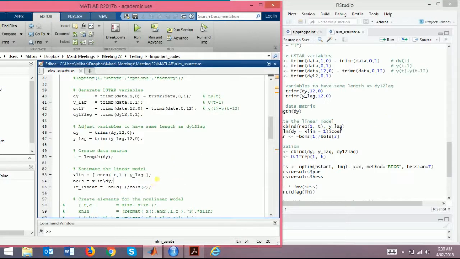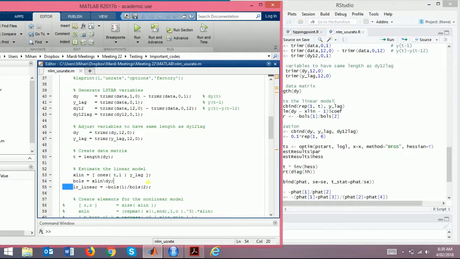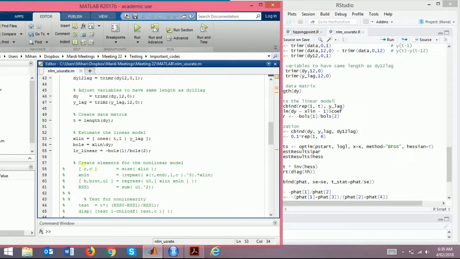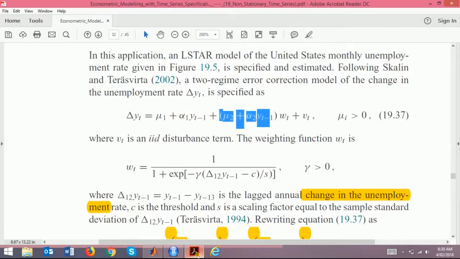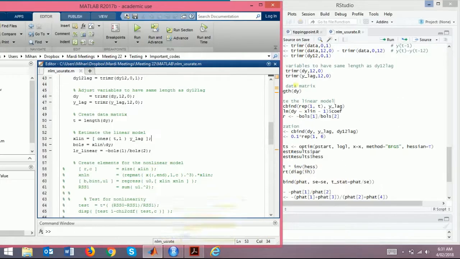So we do YLAG, and we do a linear regression, which is lm in R, dy regressed on X minus 1. Take the coefficients from that estimation, and the long-run value in the linear case is just minus bols 1 divided by bols 2. The equilibrium condition is satisfied when it is 0, that is mu 1 divided by alpha 1.